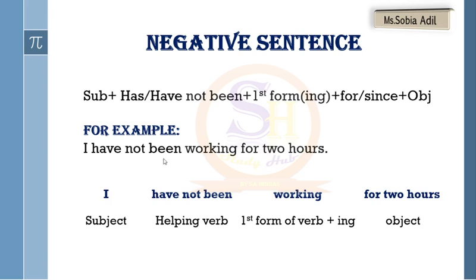For example, I have not been working for 2 hours. I is the subject, have not been is the helping verb with not, working is first form plus ing, for according to the time if it is certain or uncertain, 2 hours here is the object.